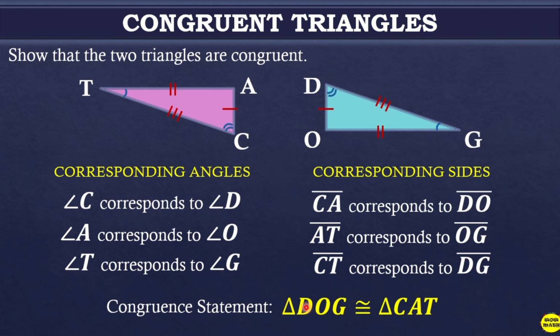So, importante po yung arrangement ng ating letters ha. Hindi porket congruent triangle sila, kahit mag-rumble-rumble yung letters natin, okay na. Hindi po. That's why we have yung idea ng triangle congruence and correspondence.